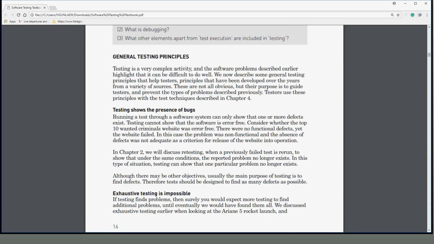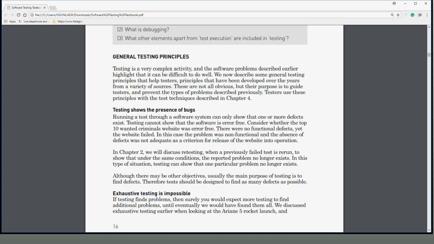Principles of testing, the general principles of testing. Like I said, testing shows the presence of bugs. It doesn't show the absence of bugs. So you cannot finish your testing and say there's no bug in the code, or the software is error-free. It is not possible. You don't say that.